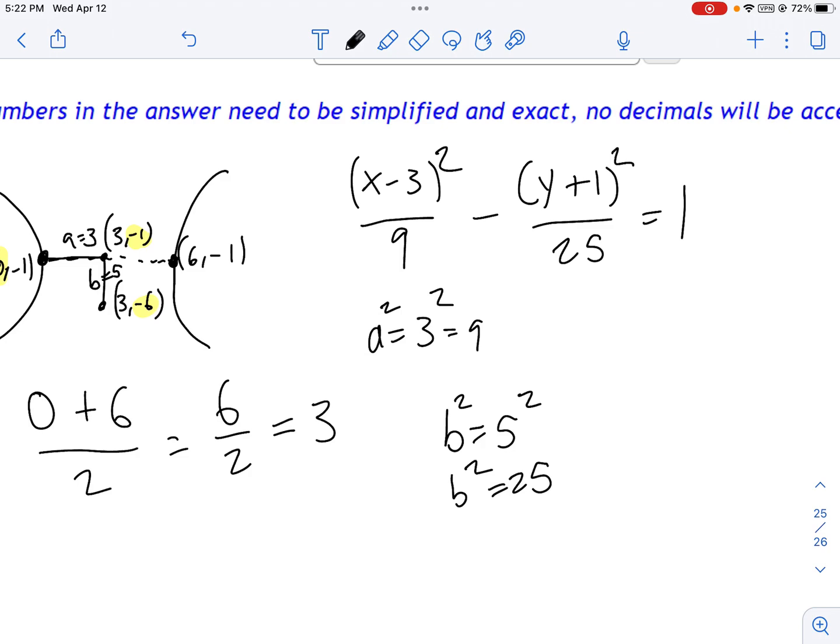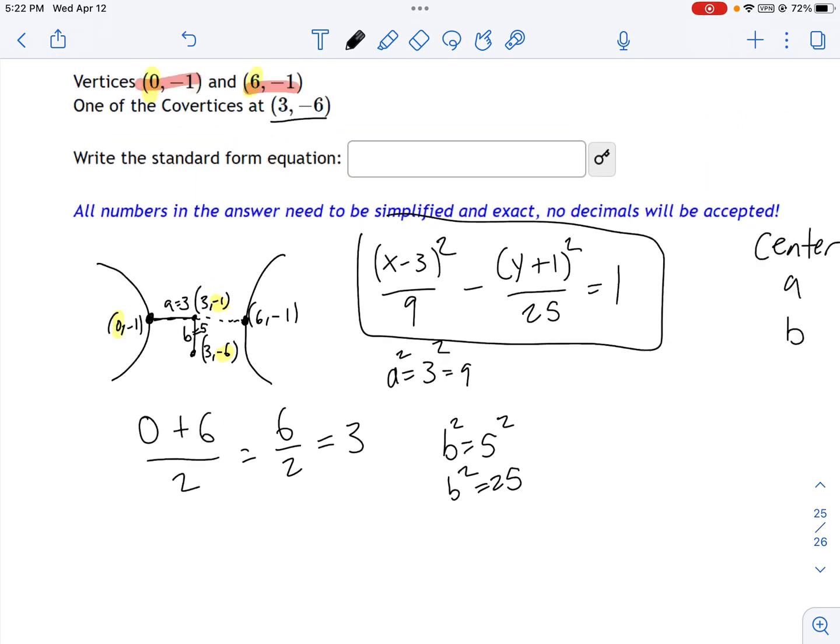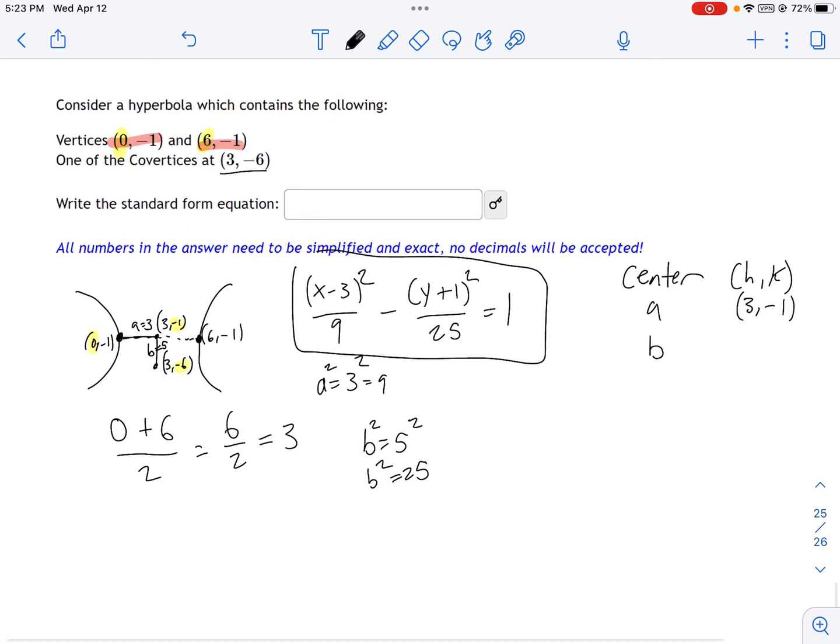You've now found everything you need to. Everything is simplified, exact. There's nothing more you can do here.